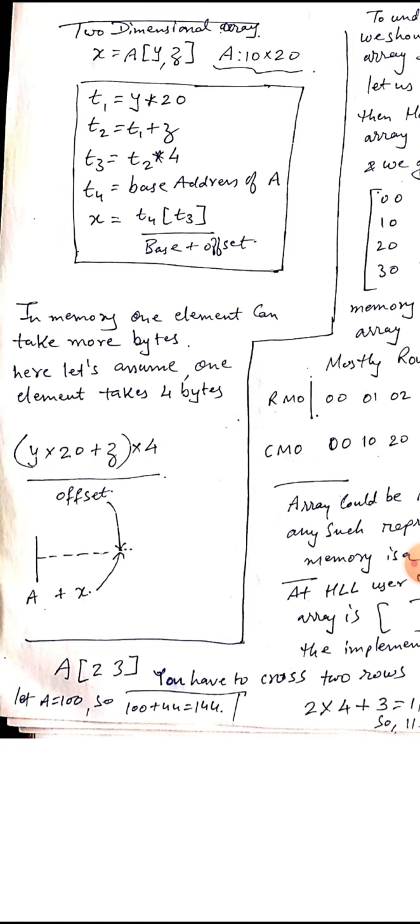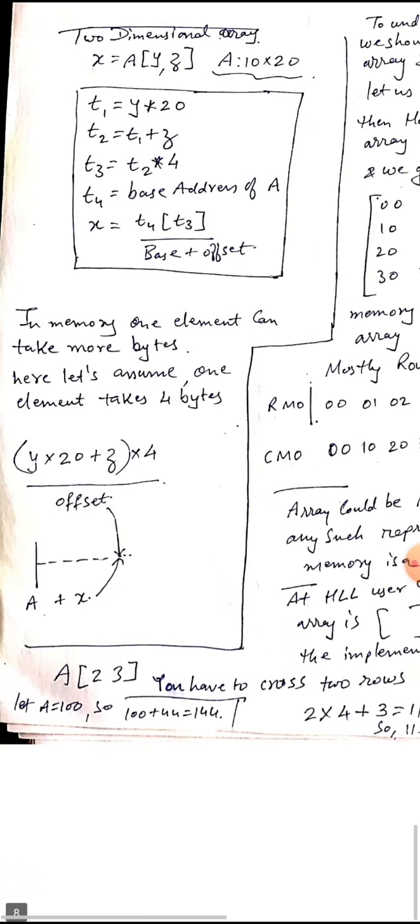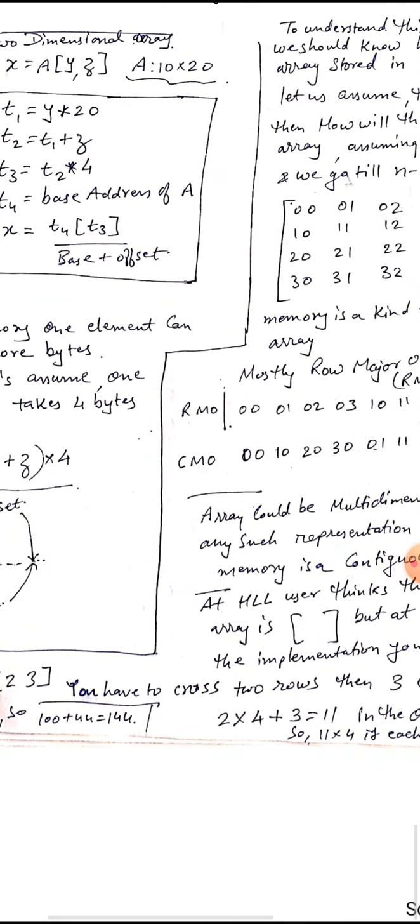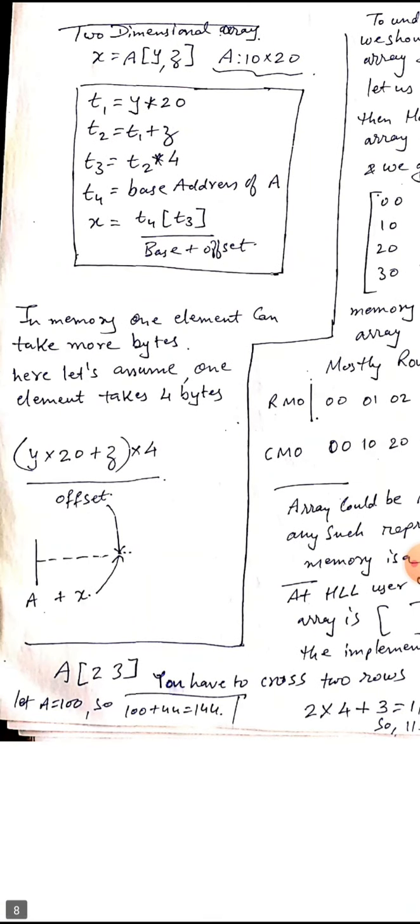If there is only a one dimensional array, then you need to make a jump to some specific location, right? So what will be the situation? Just referring to this equation, y into 20 plus z into 4, here it is nothing but 2 into 4 plus 3 equal to 11 in a one dimensional array. So 11 into 4 will give you 44, right? Each element is of 4 bytes here. That's why 100 plus 44 equals 144.